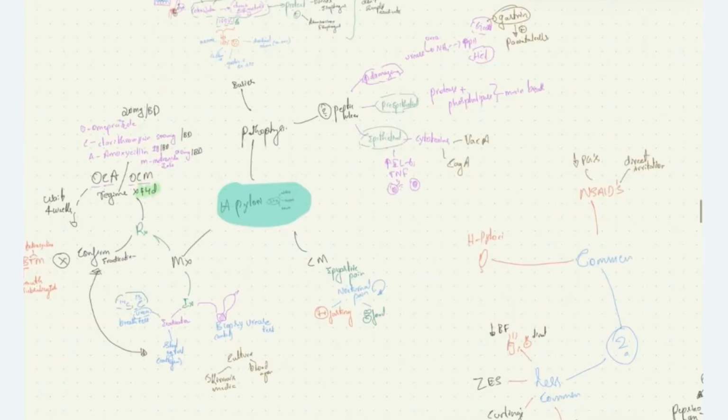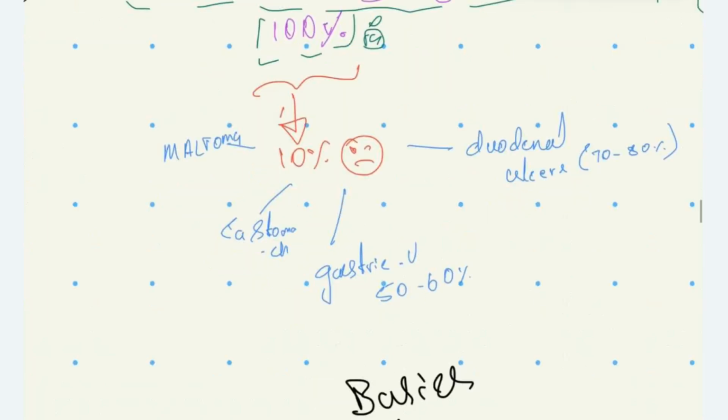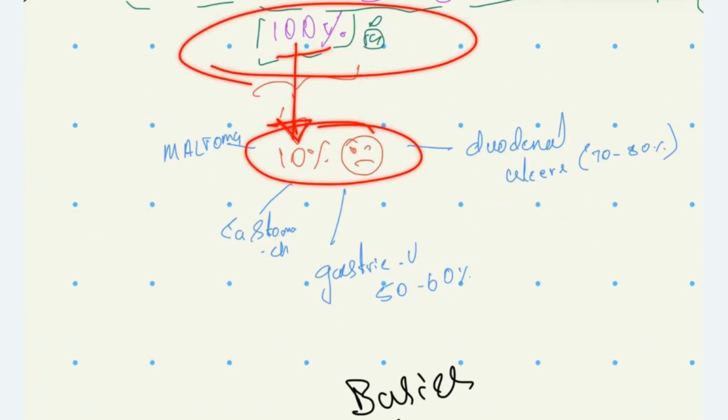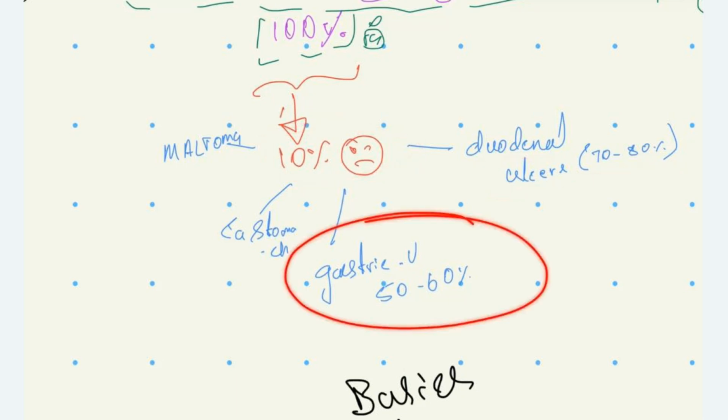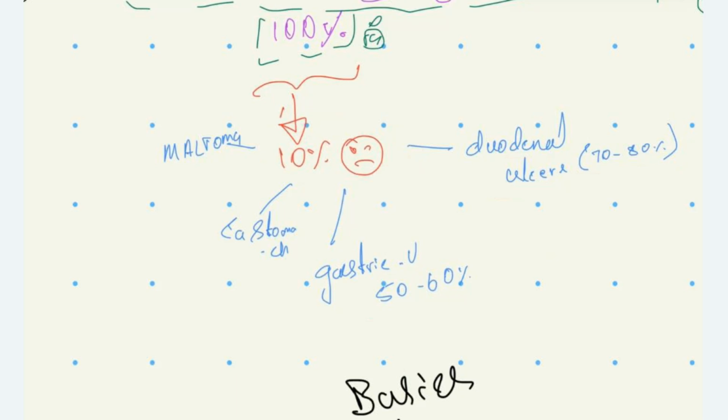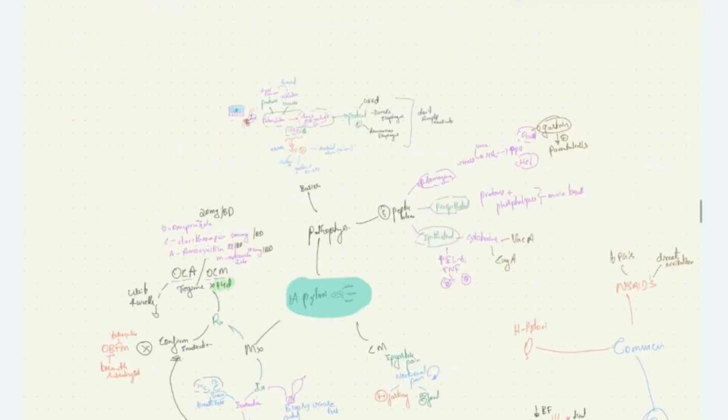So, along with peptic ulcer disease, we know 100% are colonized. Out of those 100%, 10% of them will develop the following diseases. In this 10%, 70 to 80% will develop duodenal ulcer, the features of which I mentioned. And 50 to 60% of them will develop gastric ulcer. They will have episodic epigastric pain. Here, the intake of food will aggravate the symptoms due to production of HCl. We can have carcinoma of stomach and MALToma associated with H. pylori infections in some subset of patients.